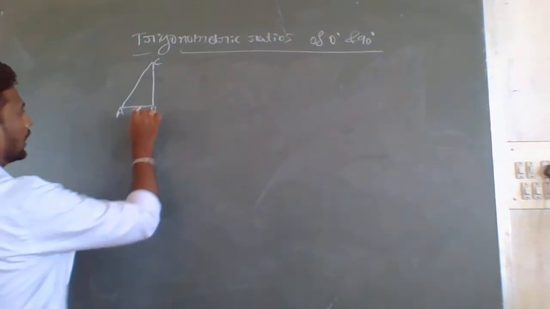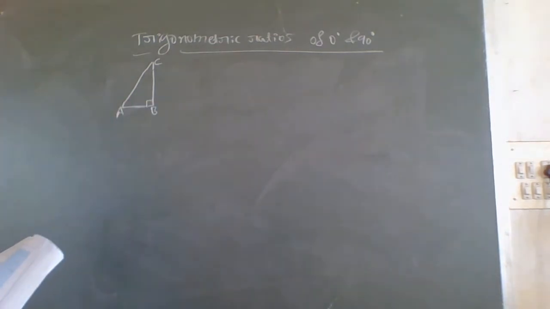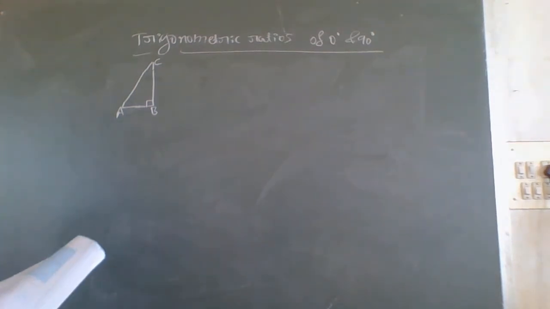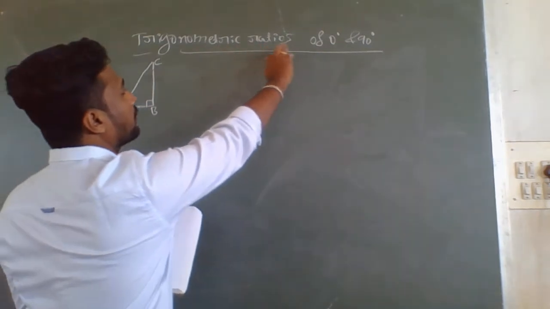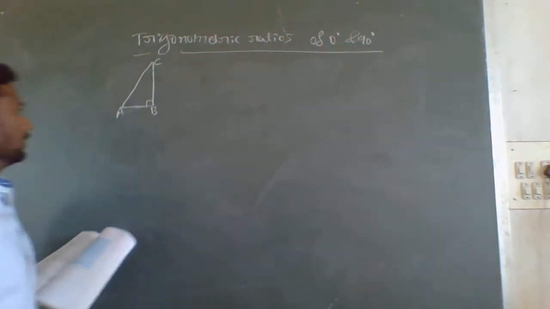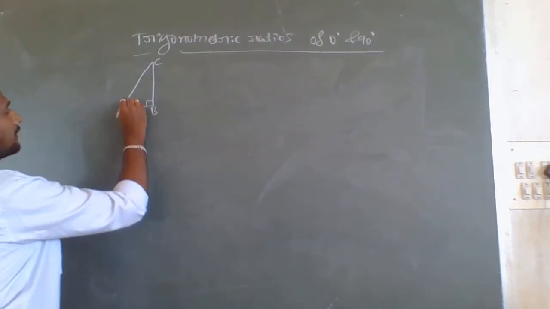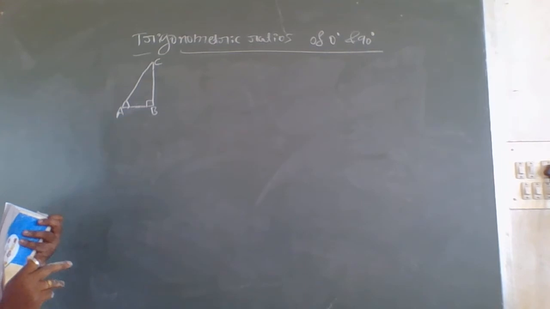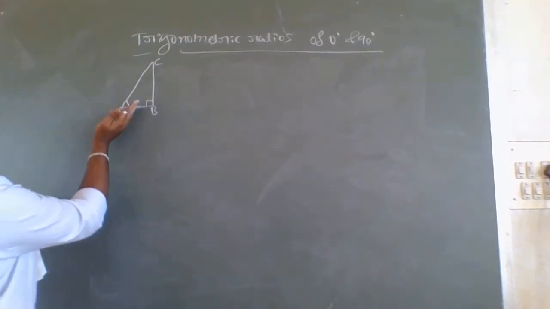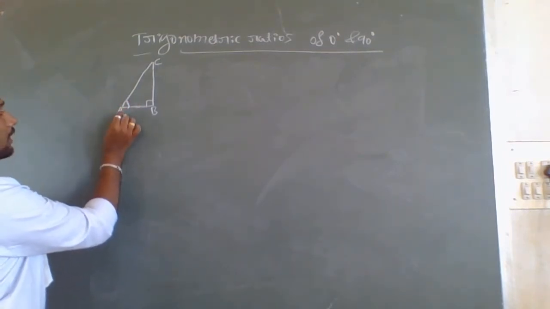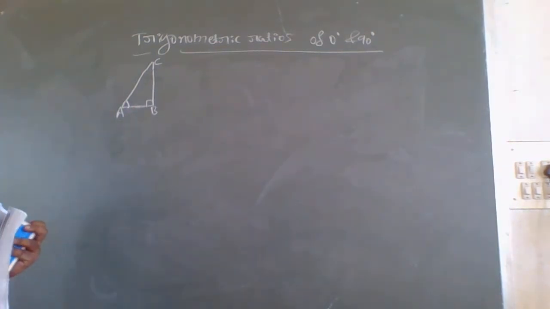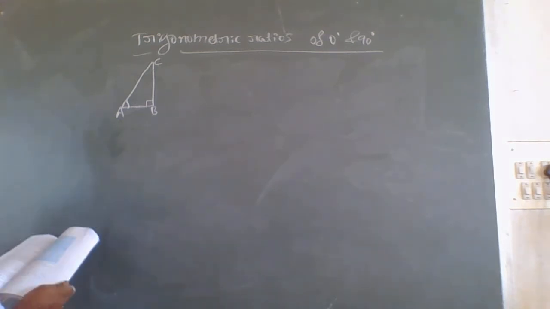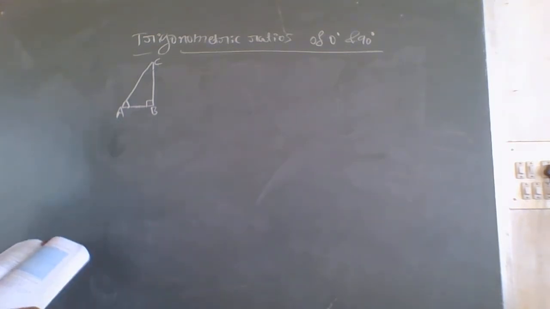So here again it is right angle at B. Now we are taking trigonometric ratios with respect to 90 degree, so we have to increase this angle A, because now it is an acute angle, less than 90 degree. We have to increase this angle A, because we are referring to angle A as theta, until it becomes 90 degree.